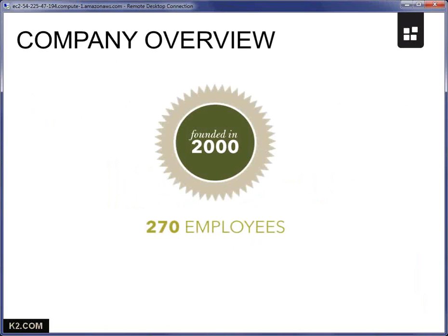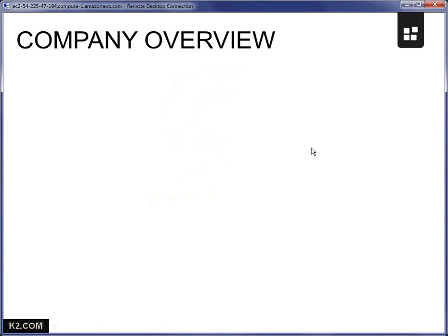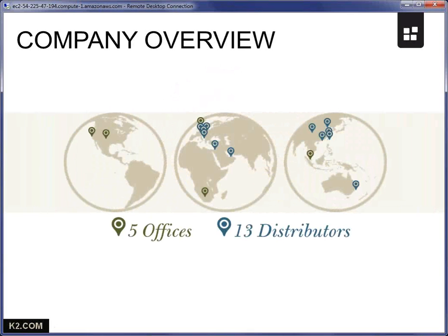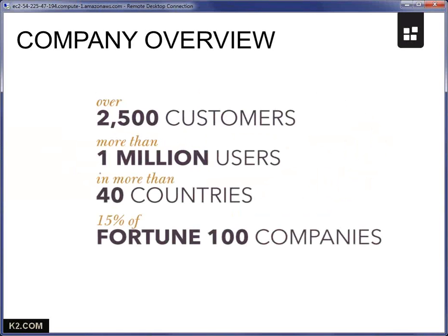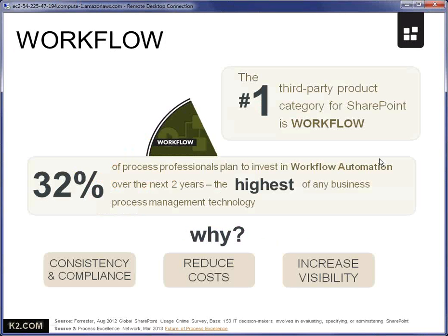Alright, so a little bit about K2 before we get started. We've been around since about 2000. We have over 270 employees worldwide. Our success is basically built on top of our customer success. As I mentioned, we have offices worldwide as well as distributors of K2. We have over 2,500 customers hosting 1 million users, so people that actually use K2. Again, we're a global company, so we're across the globe. And 15%, as you can see on this slide, are Fortune 100 companies. So again, just a brief introduction into K2 and a little bit of our background.